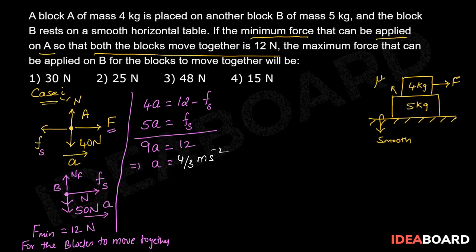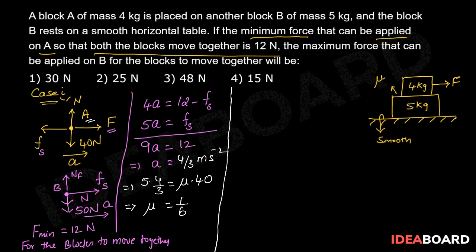Now, substituting the value of a in 5a = Fs, we can write 5 times 4/3 equals, as static friction is written as mu times the normal reaction force between blocks A and B, and according to the free body diagram of A, normal reaction is equal to 40 newtons. On simplifying this equation we get mu = 1/6.